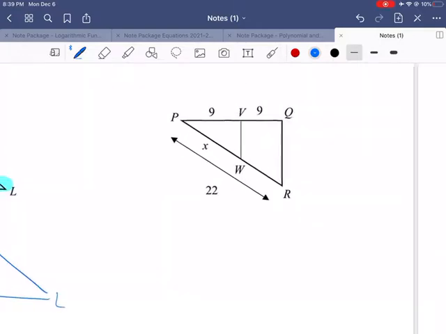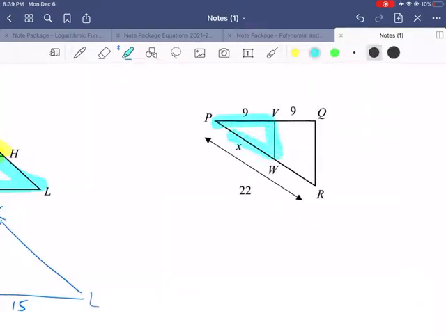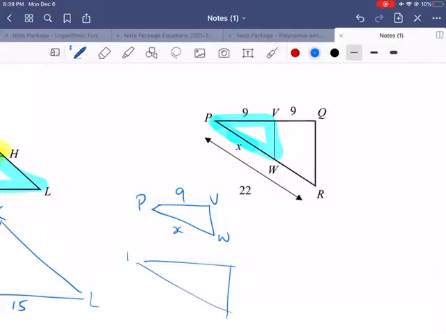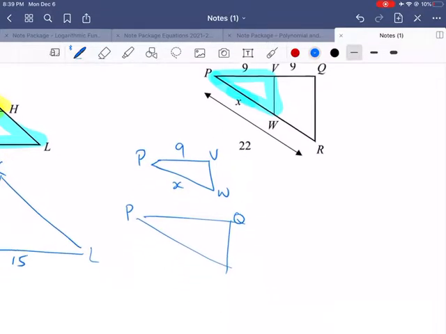And one more example here. Again, the two triangles are kind of enclosed in one another, so you can separate the two triangles. Just redraw them. PVW with a side length of 9 and X. And then you've also got P, Q, and R.